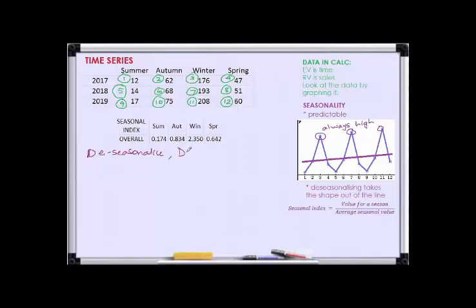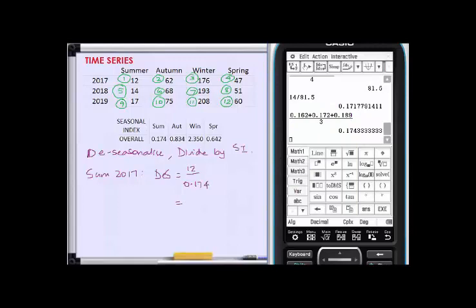we'll divide by the seasonal index, which means the deseasonalized, the unshaped value for summer 2017 will equal 12 divided by 0.174. And I'll put that into the calculator. Lots of calculations you're going to have to do for this. And you get 68.97. So I'll write that down.